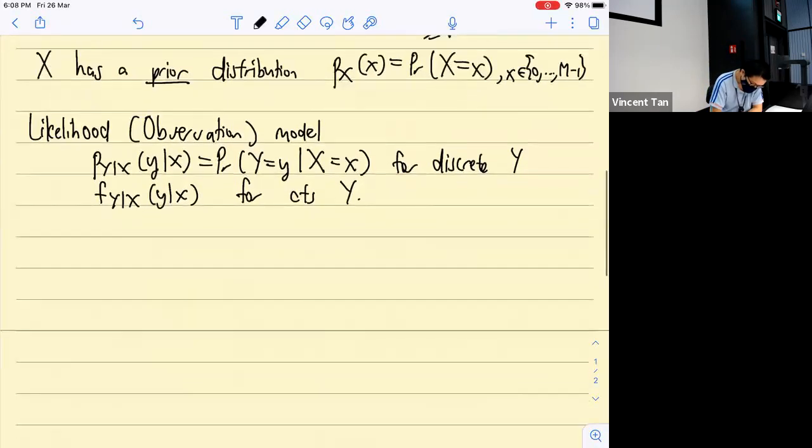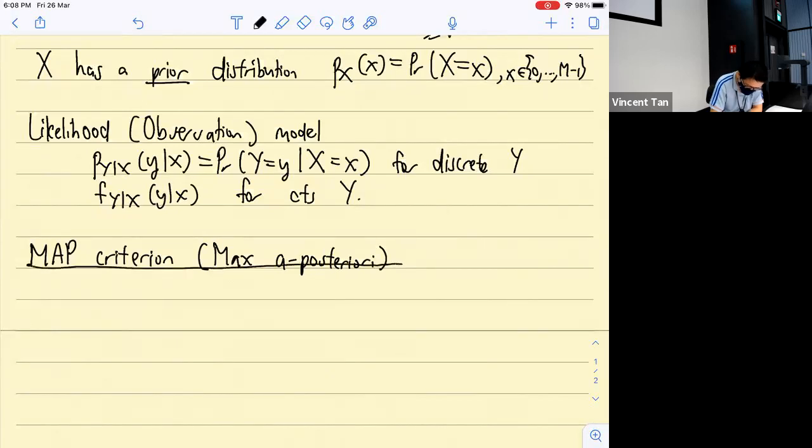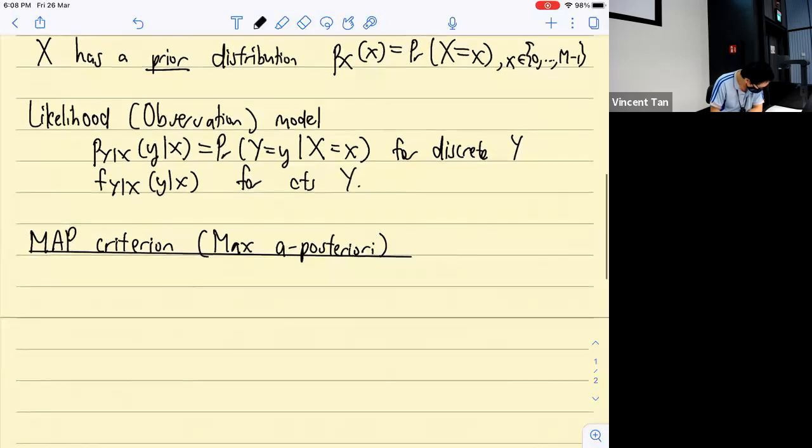One way to go about this is through the so-called MAP criterion. MAP is short for maximum a posteriori. This is what we'll discuss now. We will assume that y is continuous in this discussion, but the whole thing goes through verbatim if y is discrete. Assume y is a continuous random variable.